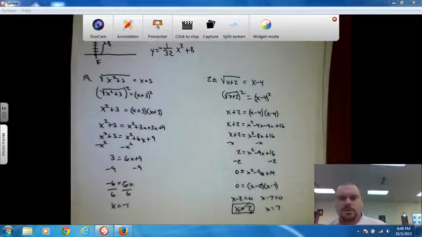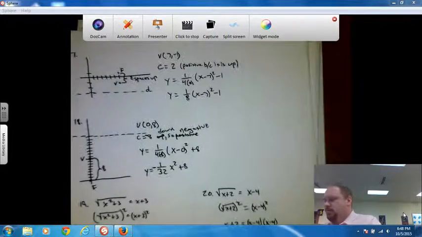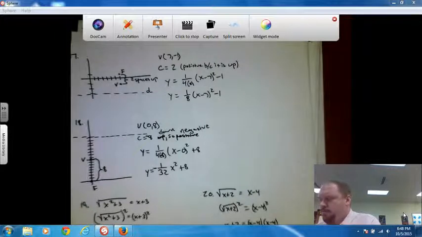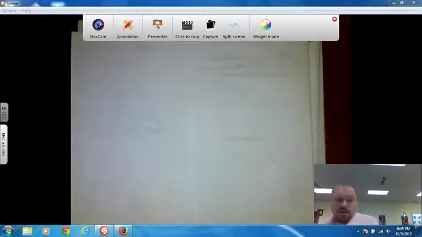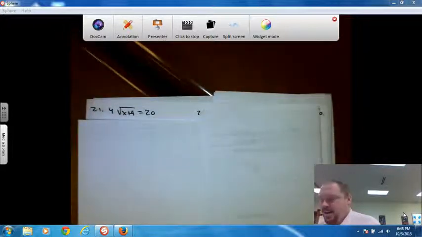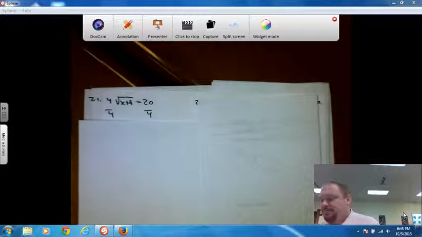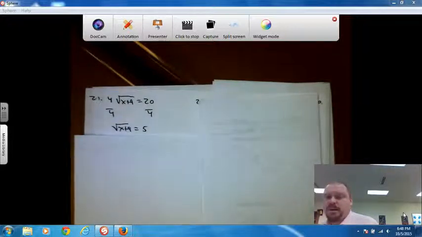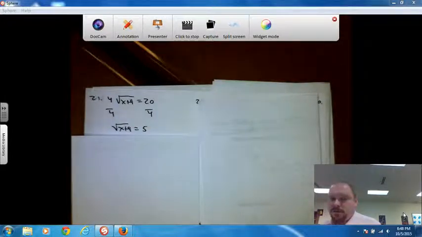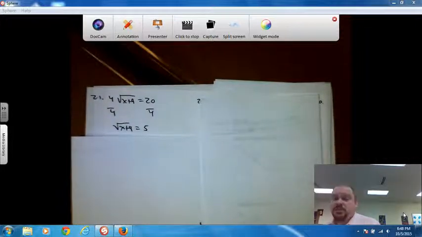Okay, starting with number 21 now. We have 4 times the square root of x plus 9 equals 20. Well, I'm going to divide both sides by 4 to get the radical by itself. So I get the square root of x plus 9 equals 5. Now it's time to square both sides. Undo the square root.